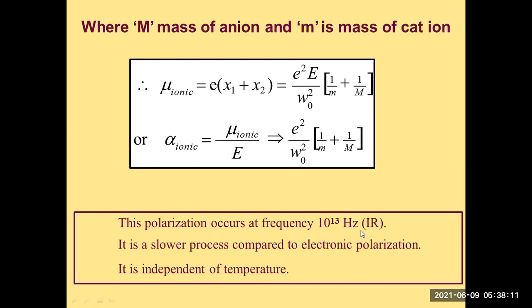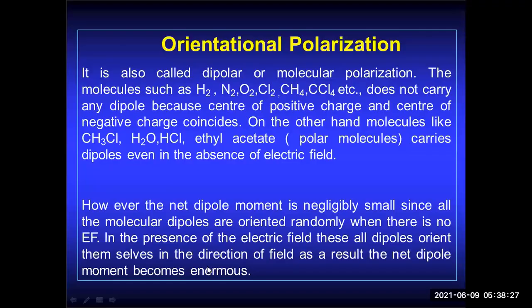So this part is very, very important here. The electronic polarization, when compared to the ionic polarization, is greater. Electronic polarization is somewhat a process which is higher than the ionic polarization. And definitely it is also independent of temperature.